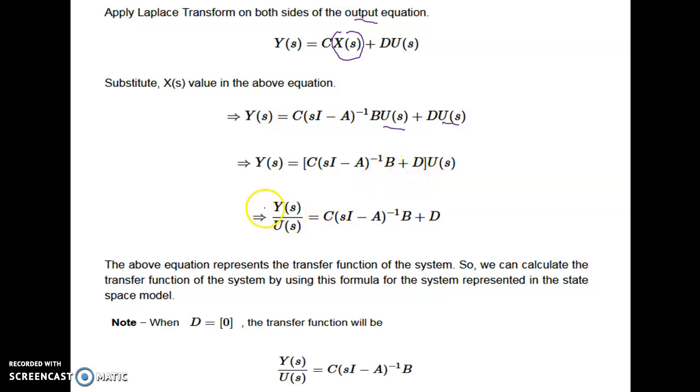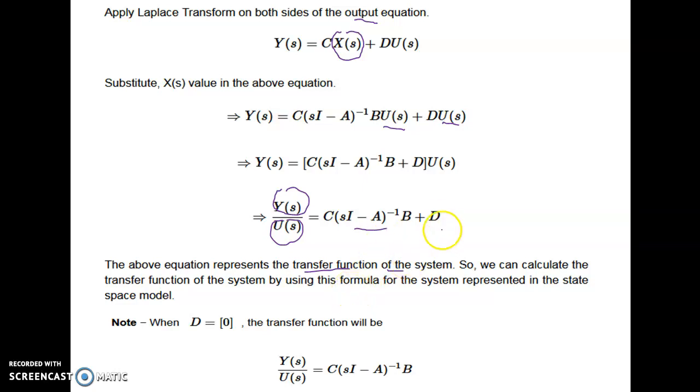The transfer function is the ratio of the Laplace transform of the output to the Laplace transform of the input. So we got the expression for the transfer function as C into (sI minus A) inverse into B plus D. This equation represents the transfer function of the system. So using this formula, you can calculate the transfer function of a system.